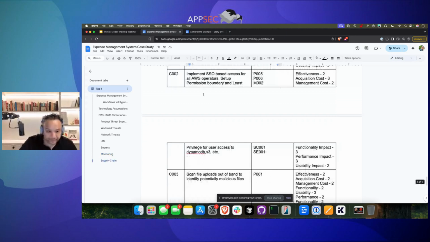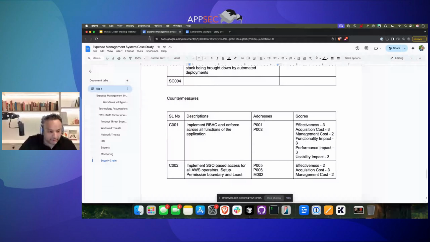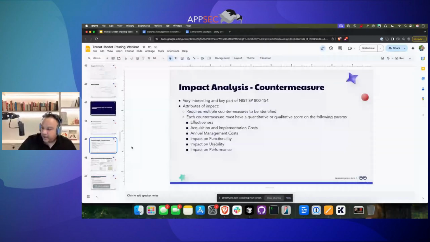Right. So if there are any questions at this point in time, I can take them before I move on to the countermeasures part of it and the rest of the workshop. We're about an hour and 15 minutes in. So, all right, I'm going to move on. And if there are any questions, of course.